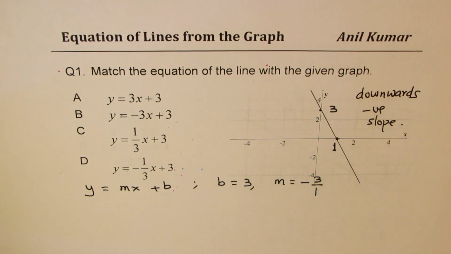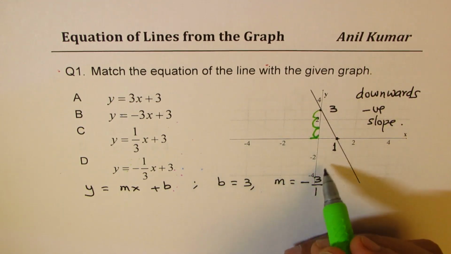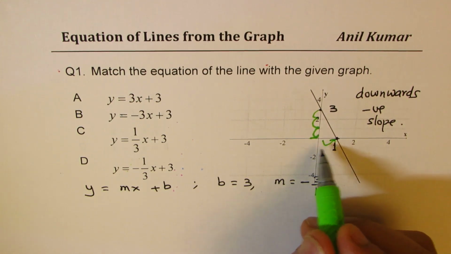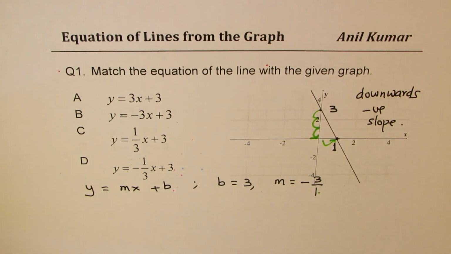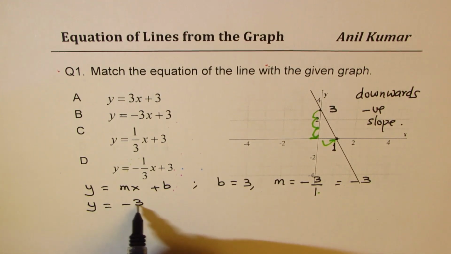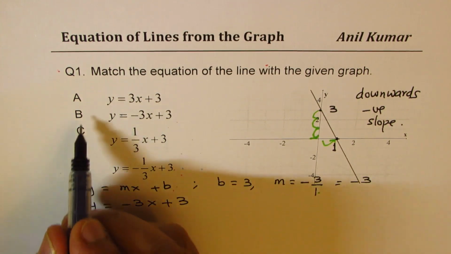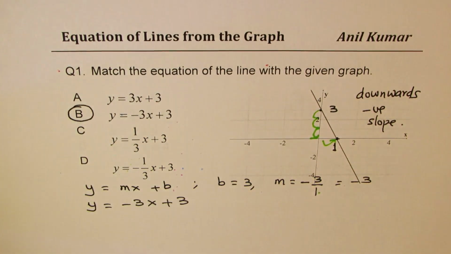So rise is actually going down. You're going down 3 units: 1, 2 and 3. So that is 3 down, minus 3, and 1 on the run, which gives you the value of m as minus 3. Therefore, the equation of the line is y equals minus 3x, and the b value is plus 3. So minus 3x plus 3 is option B, which is the right option. I hope these steps are absolutely clear. So you can easily write down the equation in slope-intercept form from a given graph.